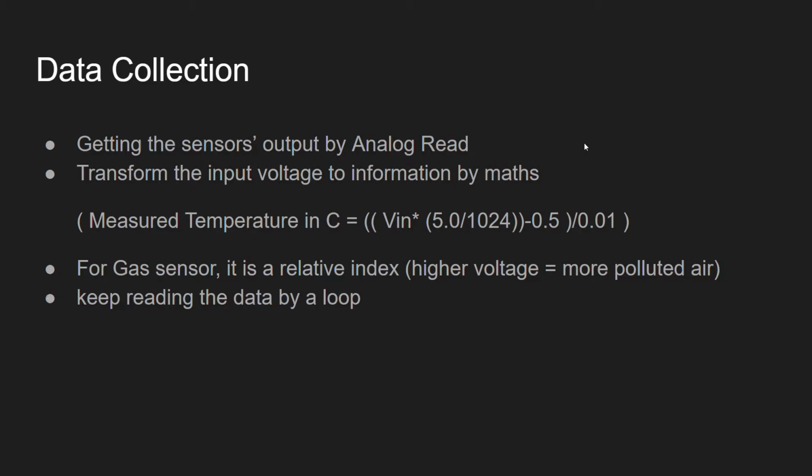However, it is not the case for the gas sensor. Since the gas sensor measures the concentration of different air particles but only gives one output voltage, it is hard to tell the exact concentration of each air particle, but it still gives us a relative index of the air quality. The higher the voltage, the more polluted the air. The system would keep reading the sensor and updating the data in a loop.